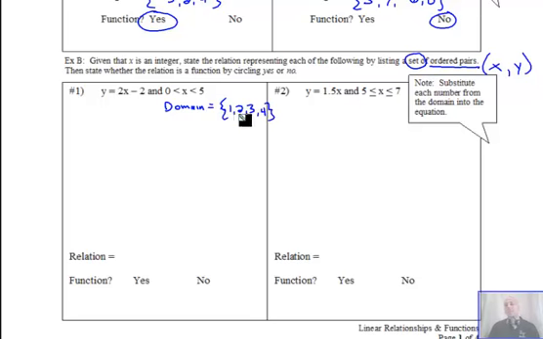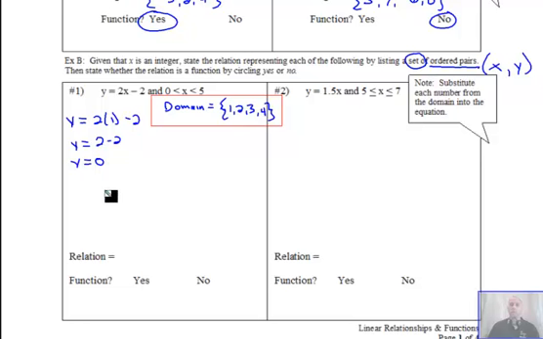So we're going to take each of those elements, 1, 2, 3, and 4, and one at a time put them into the x value in this equation. So, for example, take y equals 2 times 1 minus 2, replacing the x with a 1. It's going to give us y equals 2 minus 2, which is going to give us y equals 0. So an ordered pair that we get from this: we put a 1 in and we get a 0 out.